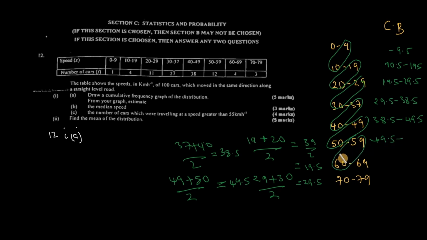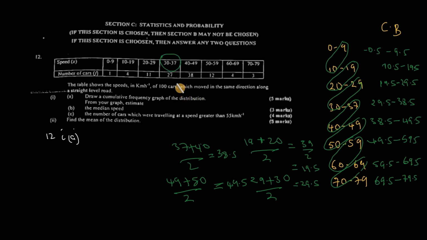I do the same here. 59 plus 60 divided by 2, I'm going to have 59.5 here, and then here is 59.5. The same thing, here I'll have 69.5 and here I'm going to have 69.5, because I've subtracted 0.5 from the lower class limit, so I also add 0.5 to the upper class limit. So here I assume 79.5. The same here, because I've added 0.5 to the upper class limit, I got to subtract 0.5 from the lower class limit. So 0 minus 0.5 is going to give me negative 0.5.